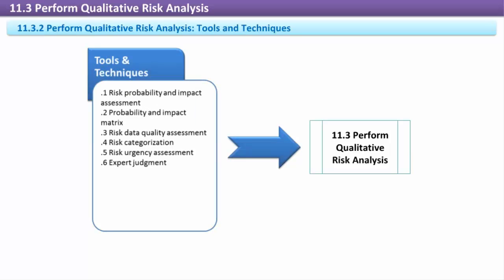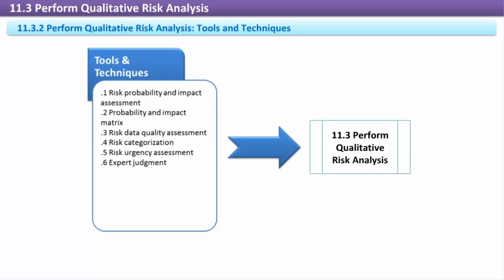Perform qualitative risk analysis. Tools and techniques. Risk probability and impact assessment. This assessment investigates each identified risk to expose the probability and impact to all the project objectives. This data is used to prioritize or rank risks. Probability and impact matrix. The probability and impact matrix uses an established rating criteria and scoring formula for assigning a score to identified risks based on their probability and impact.